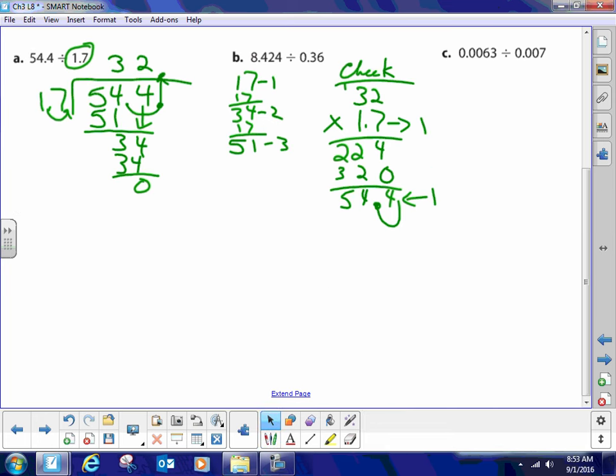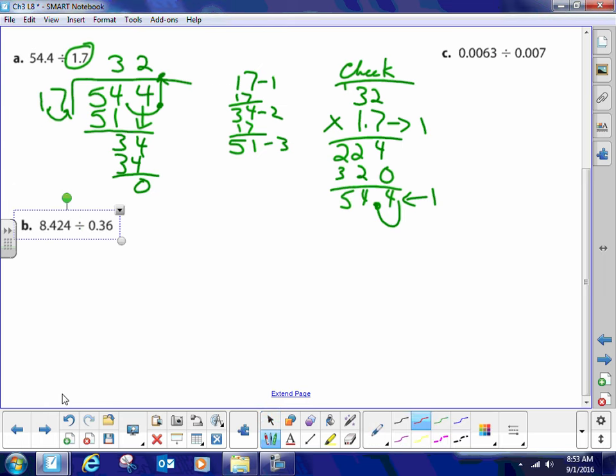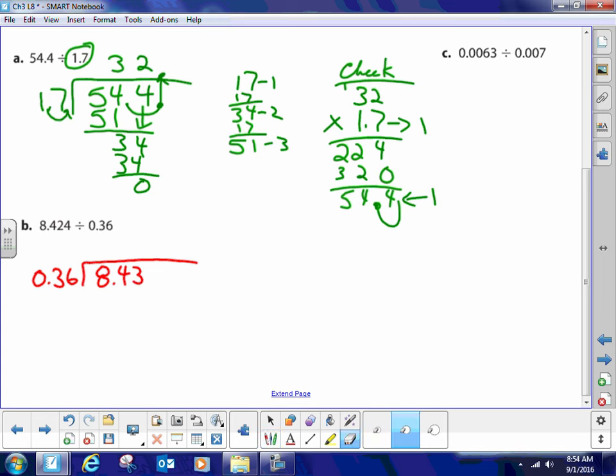The next problem is this one. Think I can move it down here? Excellent. All right, it is 8.424 divided by 0.36. Okay, so we set up our problem: 0.36 divided into 8.424. We have to remove our wubbas, undo our wubbas. Bring our decimal straight on up. Whatever you do to the outside number, you must do to the inside number. Remember that.